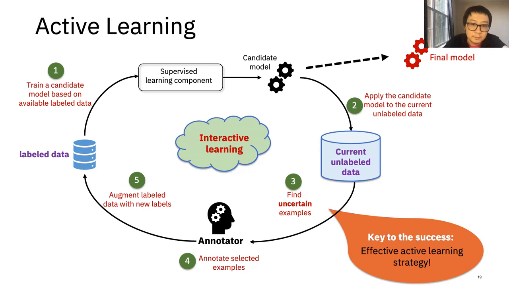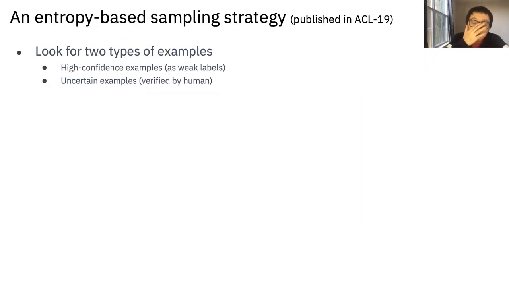So it's not surprising that the most important part in active learning is trying to identify or design an effective active learning sampling strategy. So how can you find the most informative examples, right? So in our ACO paper, we use the entropy-based sampling strategy. We actually look for 2 types of examples. One is high confidence examples, and also we look for uncertain examples.